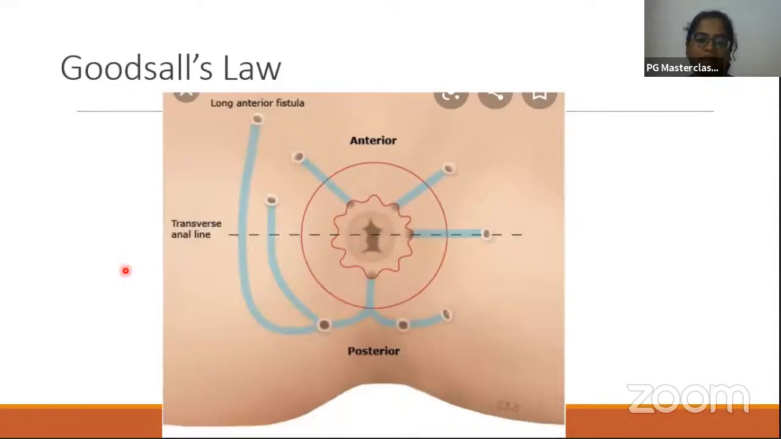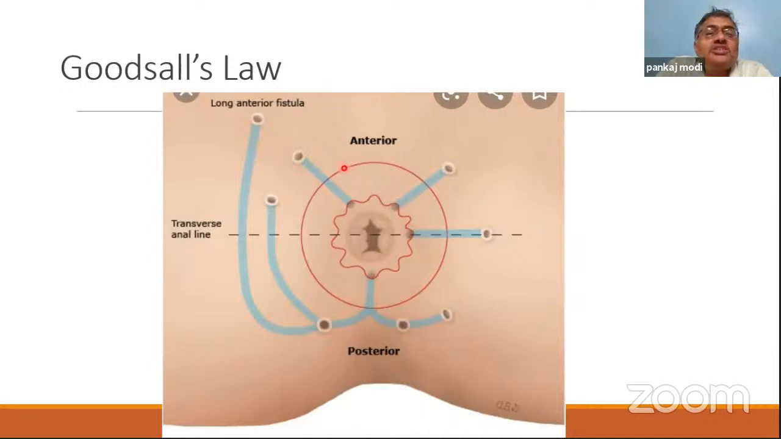The site of the internal opening, based on the site of the external opening, can be judged by application of Goodsall's law. It suggests that a transverse anal line is defined. If the external opening is anterior to the transverse anal line, it will open via a straight tract into the anal canal, and external openings that lie posterior to the transverse anal line will open via a curved tract in the posterior midline. But there is an exception to Goodsall's law, which states that an external opening anterior to the transverse anal line, but more than 3 cm away from the anal verge, will open posteriorly via a curved tract.